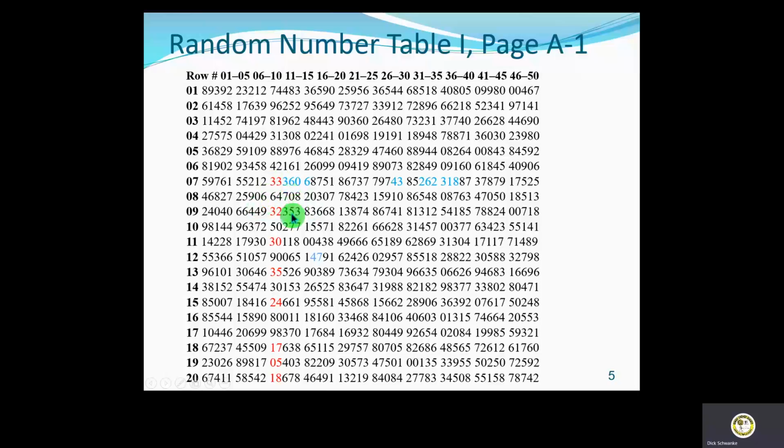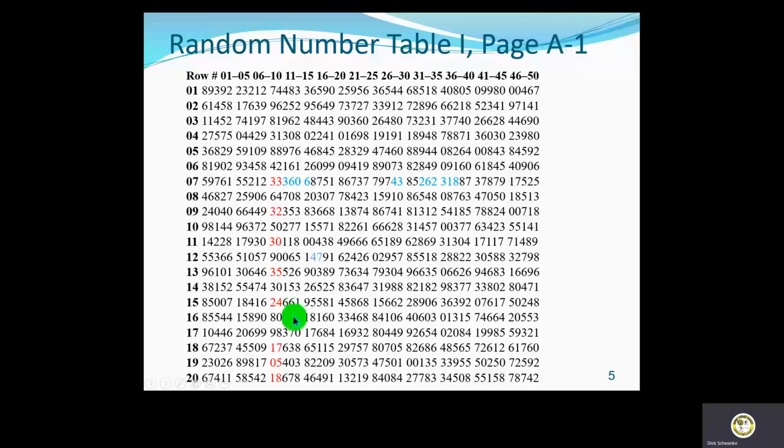64, we don't use it. There's a 32, so we want to use that number. 50, we don't use. 30, we use that number. 90, no. 35, yes, that's between 1 and 37. 30, okay, we'd want to use that number, but see right up here, we used it before, so since we're sampling without replacement, it doesn't count.